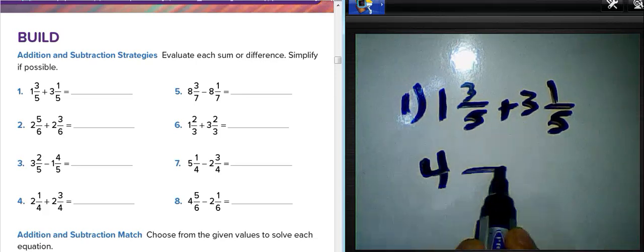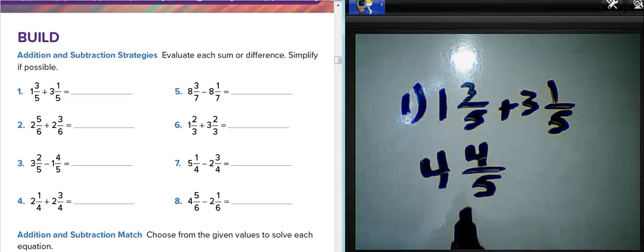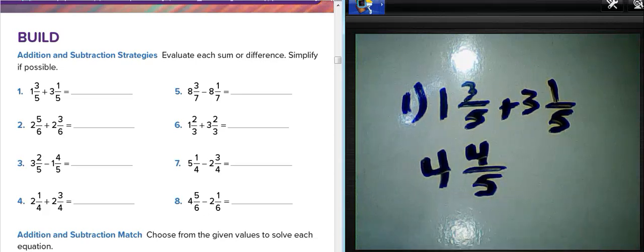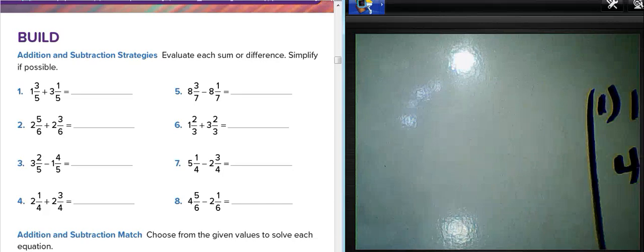1 plus 3 equal 4 and write 5 in the numerator. 3 plus 1 equal 4. The result will be 4 and 4 over 5. It was question number 1.